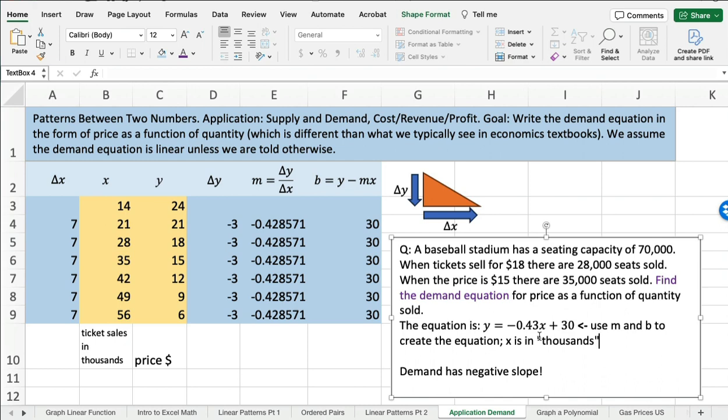So basically, what about 45,000? 45,000 is kind of in the middle of two values in our table. So if x is 45, if we want to sell 45,000 tickets, what would the price have to be? That's the purpose of the equation.